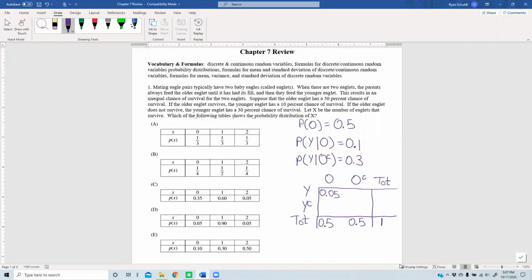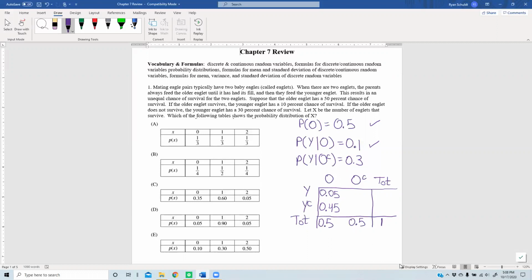That means the young and old surviving have a 5% chance of both surviving. Old surviving and young dying, well, this column has to add to 0.5, so that means I have a 0.45 chance of old surviving and young dying. Okay, so I've used this piece of information from my table. I've used this piece. Now this last piece.